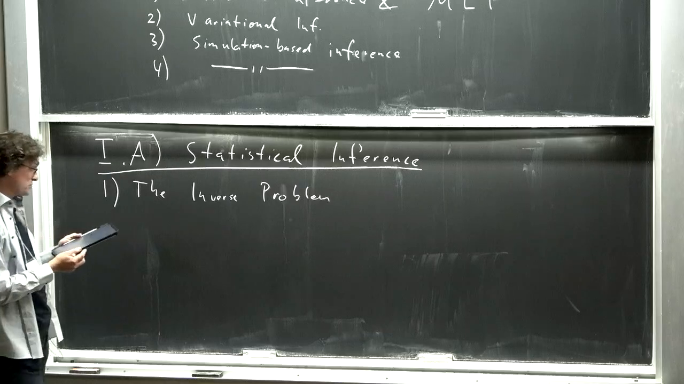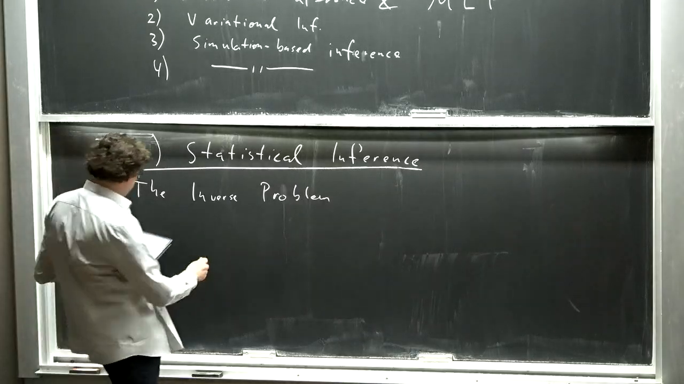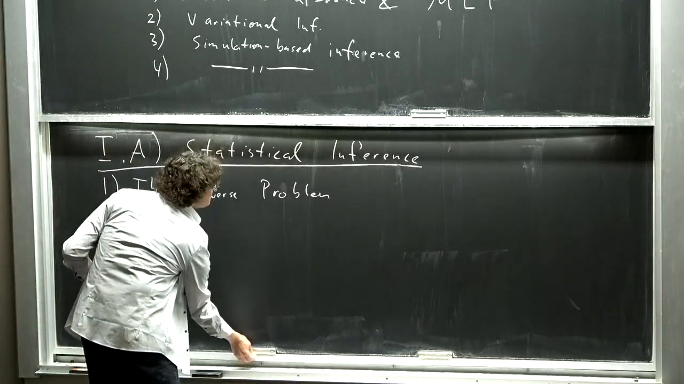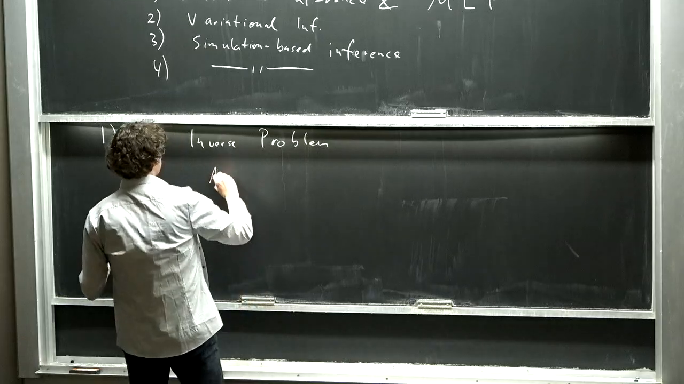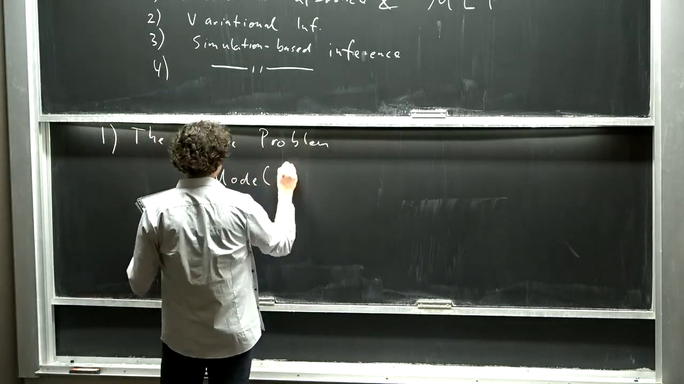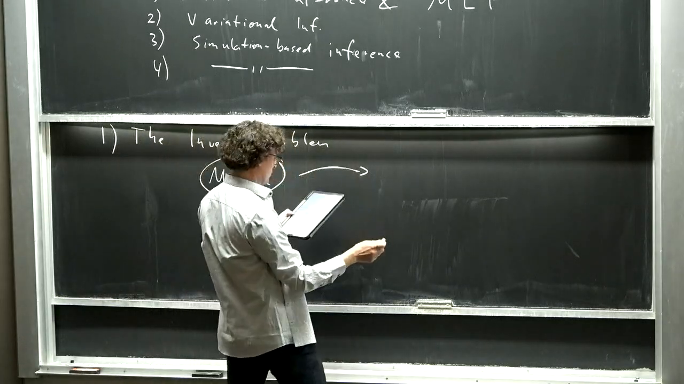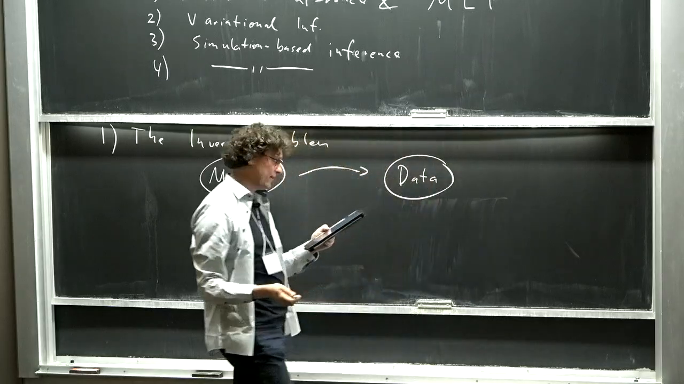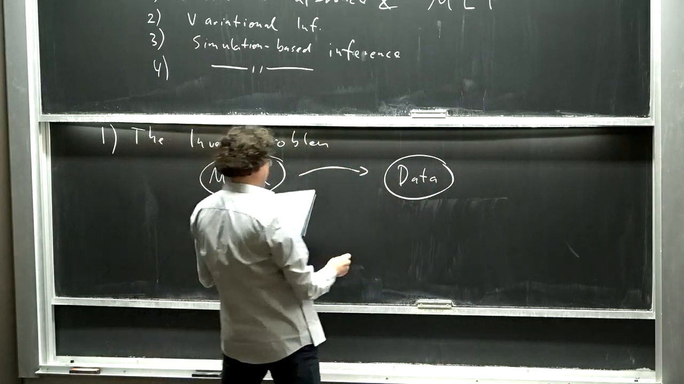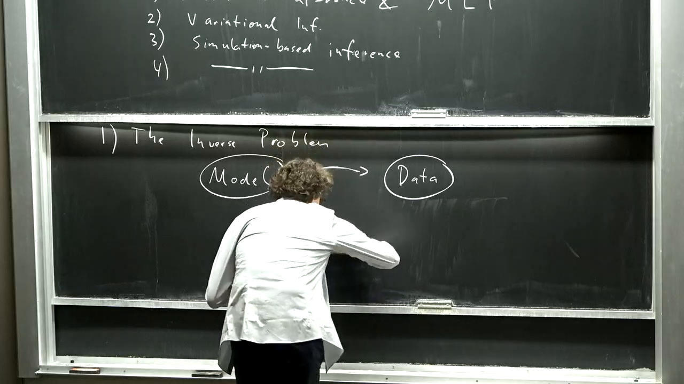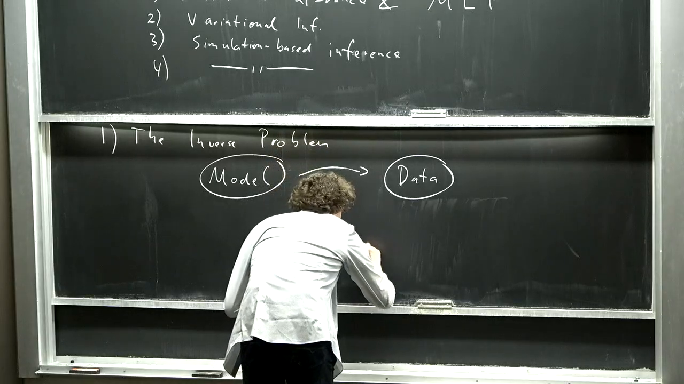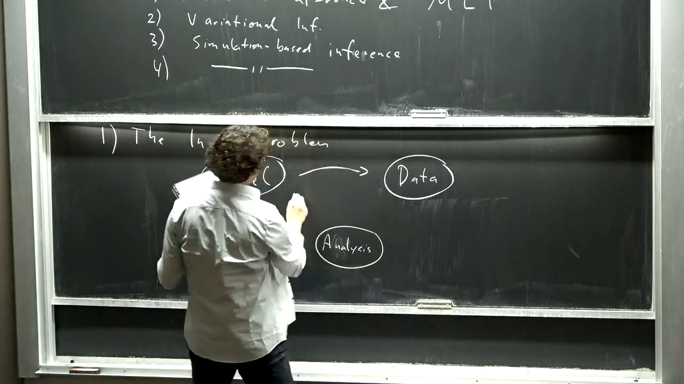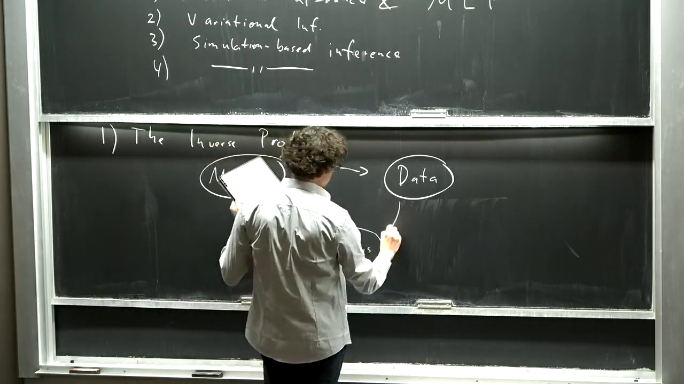Good. So the inverse problem. The inverse problem is basically the following. We usually have a model that we would like to compare to data. So theoretical models suggest taking specific pieces of data by looking at the sky or building a collider. And then we have to run analysis where we compare predicted results with actually observed results.